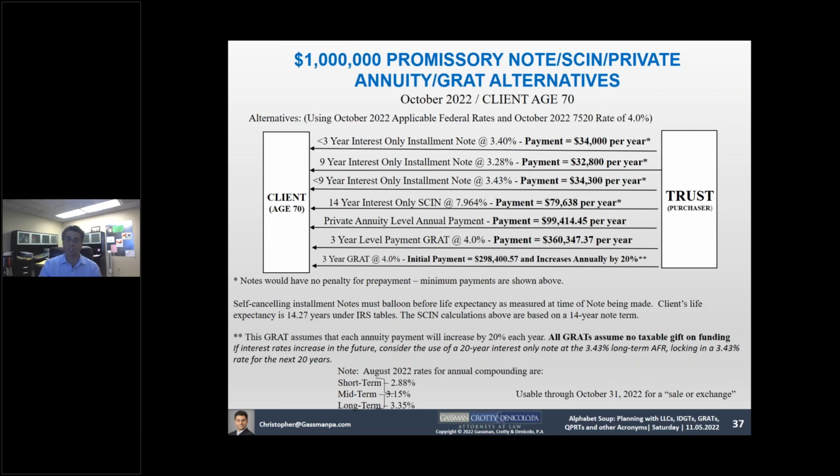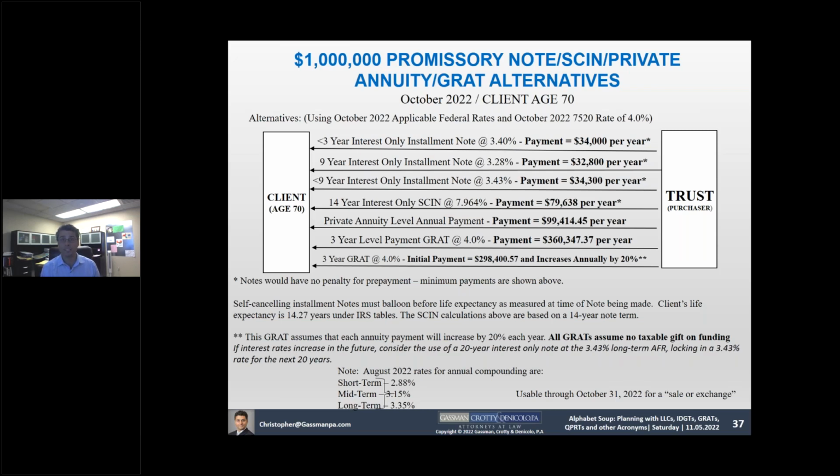And one of those conditions is that the interest rate must be increased to a point where it reflects a risk premium because of the possibility that the client might die during the 14-year term. Because remember, if the client dies during the term of the note, the obligation disappears. So you have to think, what would a seller do in an arm's length scenario if they were selling assets to a third party?